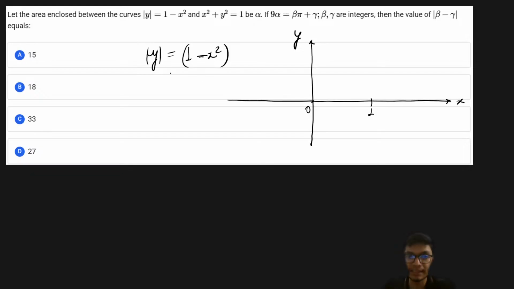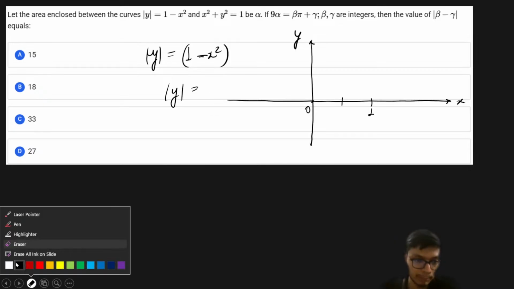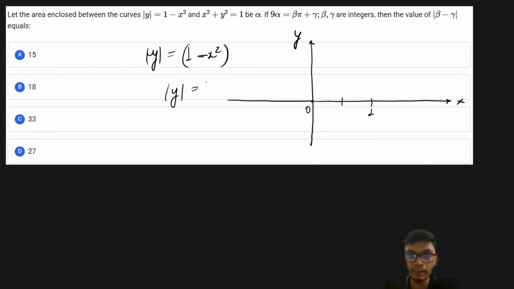Let us understand in a very simple way by taking a simple value, 1 by 2. If mod of y is equal to 1 by 2, now let us say I put 1 by 2 as x, so I will get 3 by 4 over here. If I put x is equal to 1 by 2, then mod of y will be coming out as 3 by 4.